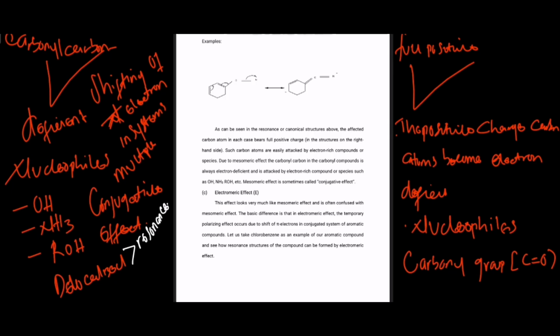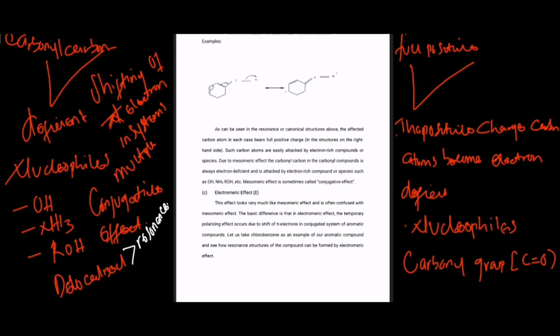That is what we call the mesomeric effect, which is the shifting of pi electrons in the system with multiple bonds, and as a result of the shifting, it makes the carbon group positively charged. That is, the electron is shifting away from the carbon group, making it more positively charged. And as a result, it is easily attacked by the electron-rich species called the nucleophile.